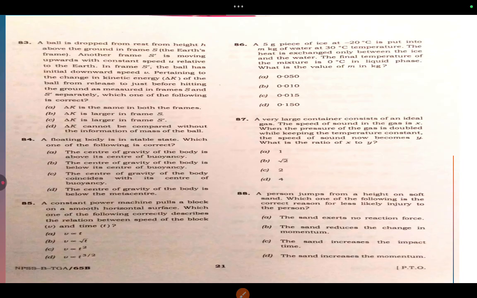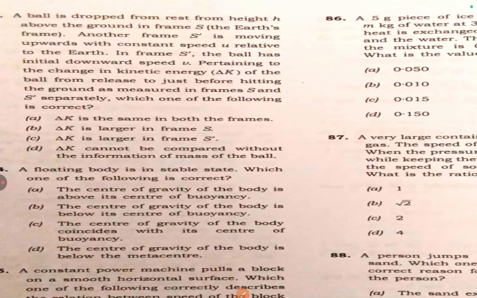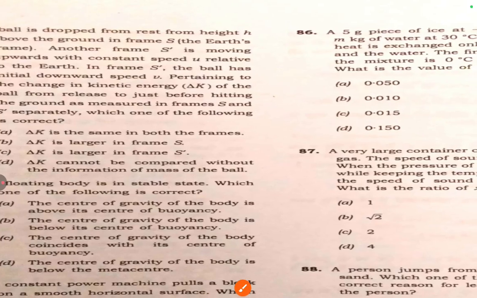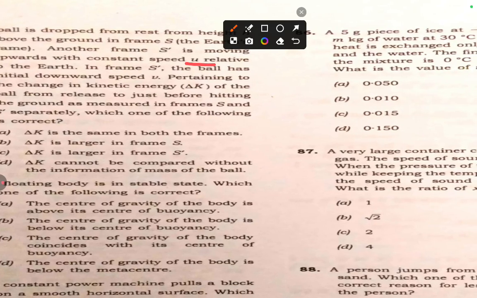Question number 83 is clearly mentioned. What they mentioned: a ball is dropped from rest from a height h above the ground in a frame S, that is the earth frame. Another frame S dash is moving upward with a constant speed u relative to the earth. In frame S dash, the ball has an initial downward speed u, and we need the change in kinetic energy delta K on release.